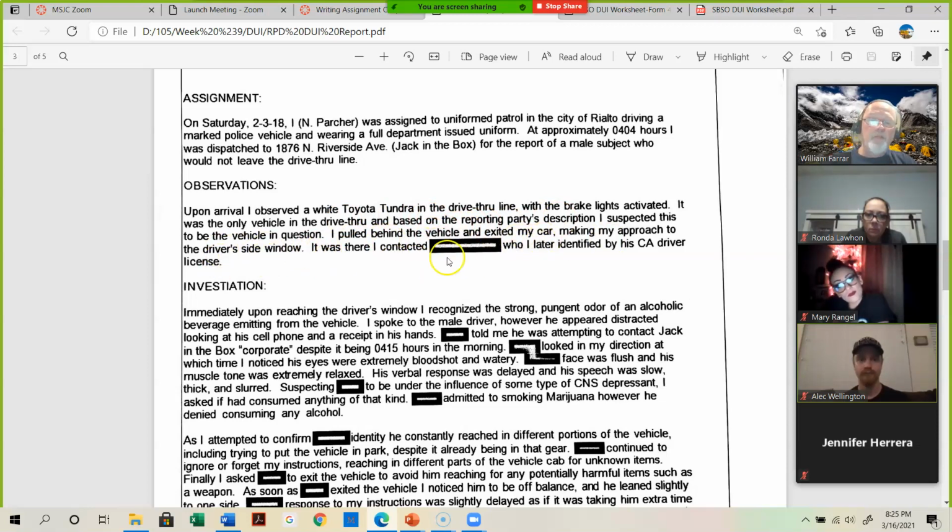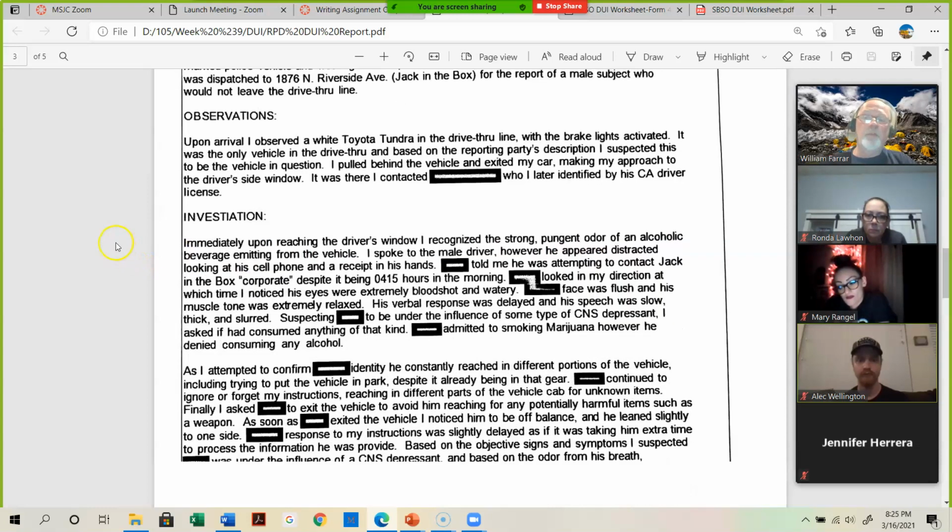He gets behind the vehicle. This is redacted because it's the suspect's name. He pulled behind the vehicle, approached the driver's side. He contacted the driver, and he was identified by his license.